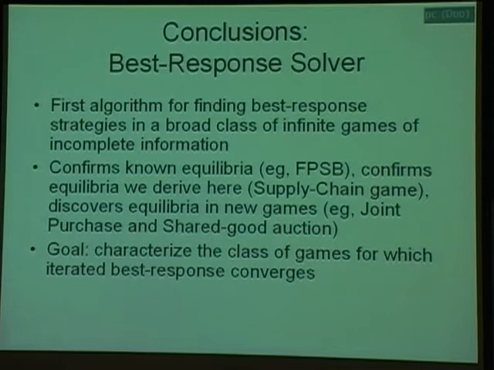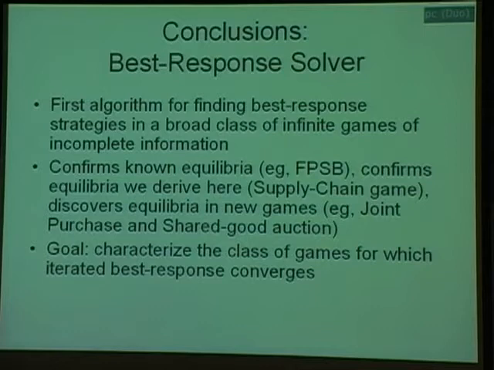To conclude the first part of this presentation, we have an algorithm for computing best response strategies in a broad class of two-player infinite games of incomplete information. We've used it to confirm many known equilibria in the literature, confirm some that we've derived by hand, and discovered equilibria in new games, like in the joint purchase and shared good auctions. The most interesting and useful aspect of this is, of course, not the actual best response finding, though that has its uses. For example, if you have a particular strategy that you think the opponent's going to play, or for automating the proof that a certain strategy is a Nash equilibrium. But the real win here is iterating this to find Nash equilibria from scratch.